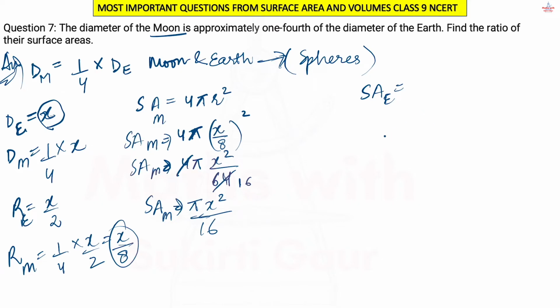Surface area of moon. Similarly, we are going to find out the surface area of earth. So 4 pi r square, surface area of earth, 4 into pi into r of earth, which is x upon 2.